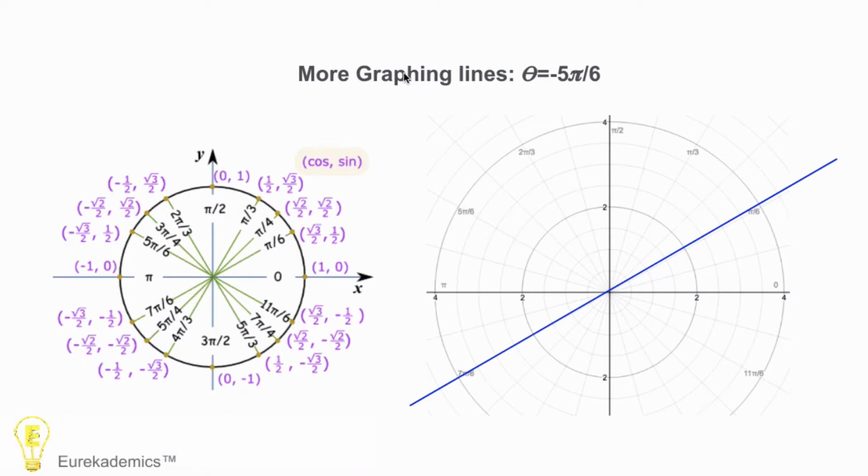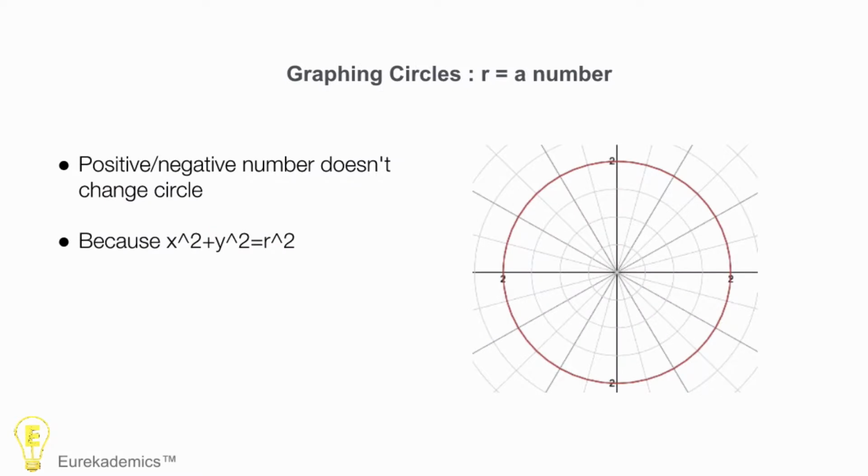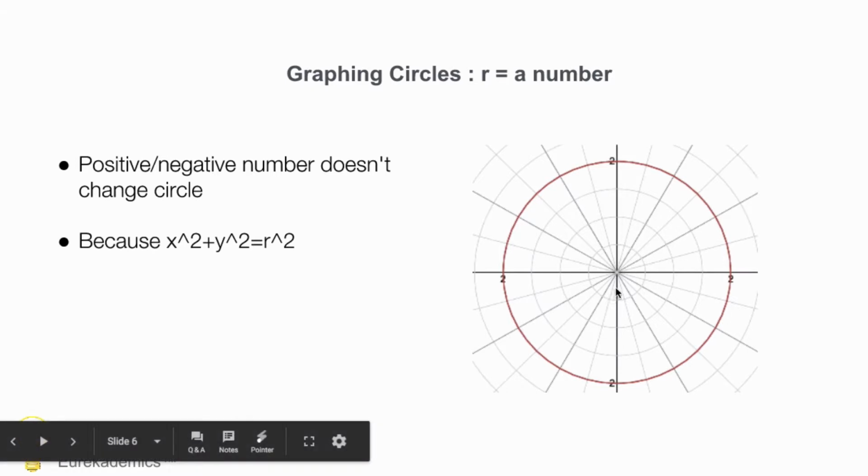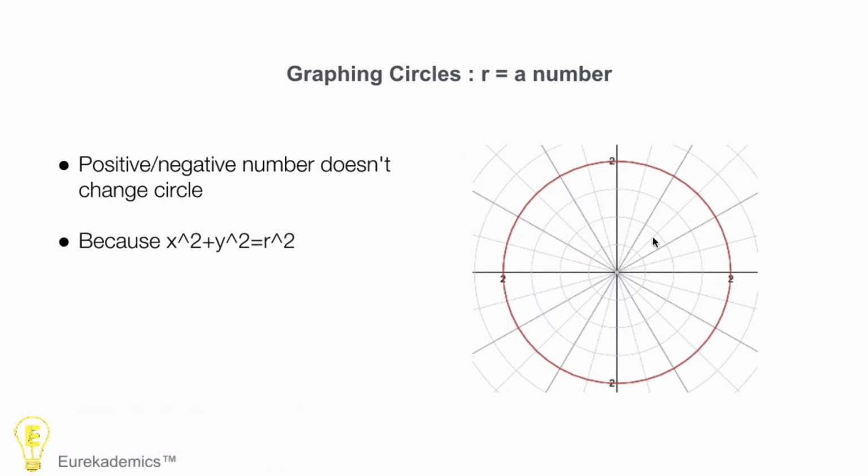Okay, let's take it to the next level. Graphing circles. This is actually easier. You'll be given r equals 1, 2, 3, 4. It could be negative, but with circles it doesn't matter because in rectangular form, the r gets squared, and in polar form, negative 2 or positive 2 is the same thing. So you just graph the number on the circle because that represents the radius. When you see radius equals a number, you're just graphing a circle.